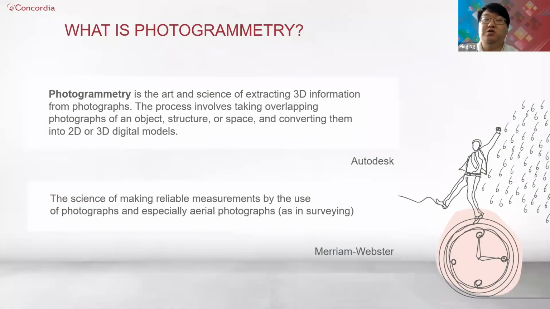And the Merriam-Webster describes it as the science of making reliable measurements by the use of photographs. So just to keep it general, it has something to do with pictures and extracting information from it. If you want to think about it in very basic terms, that's basically what it is. But what specifically is it?